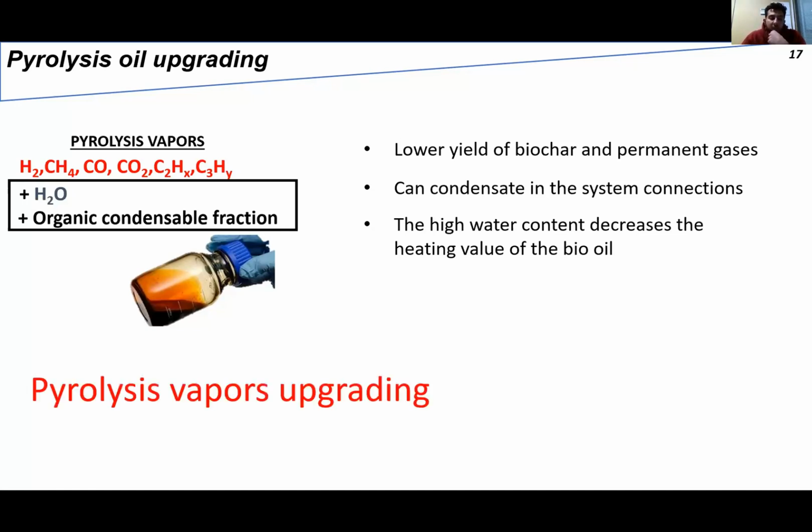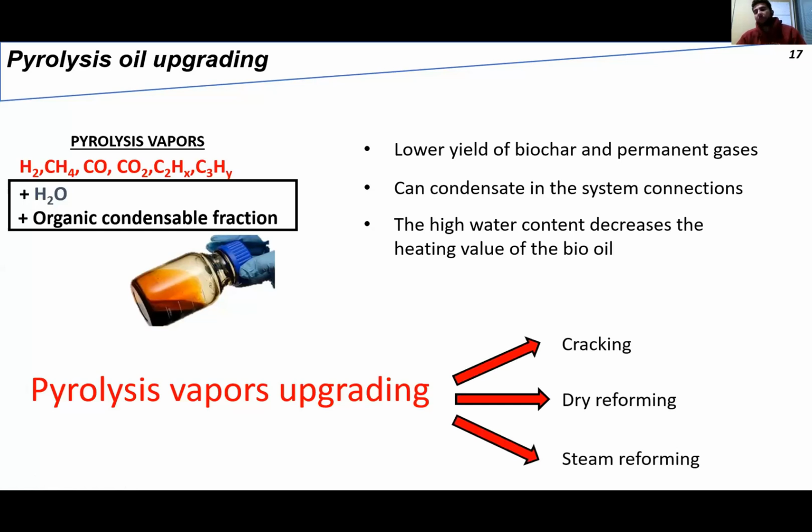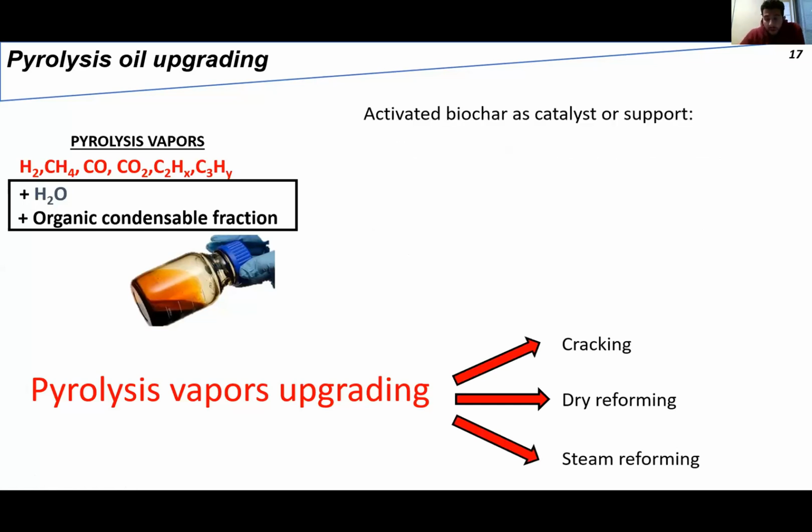So in order to improve the quality of the syngas, we need to upgrade these vapours through cracking, dry reforming, and steam reforming. And usually the catalysts used commercially are the zeolites, or noble metals supported by zeolites.